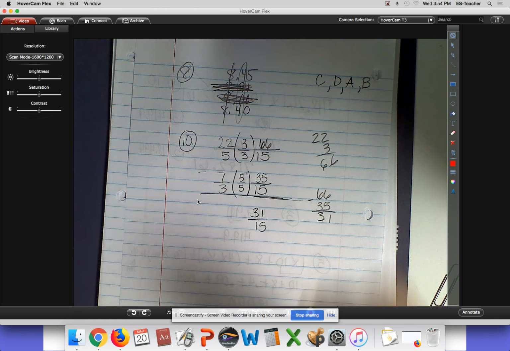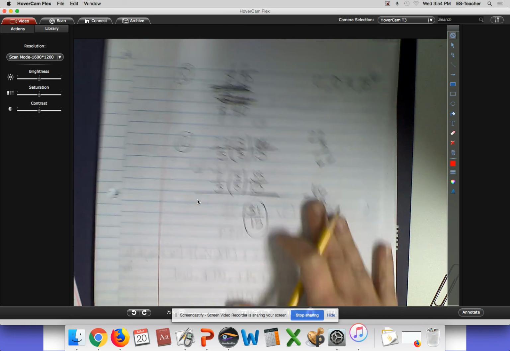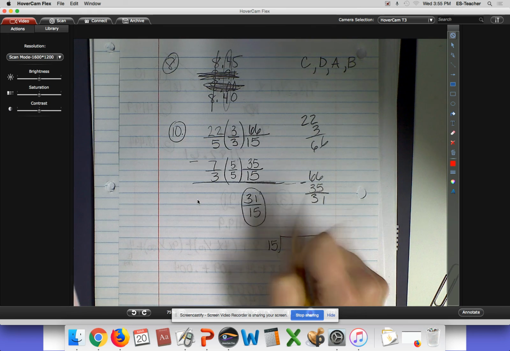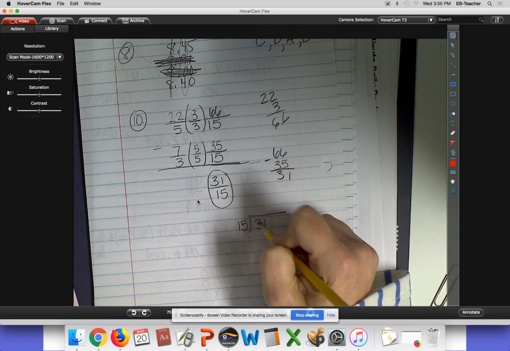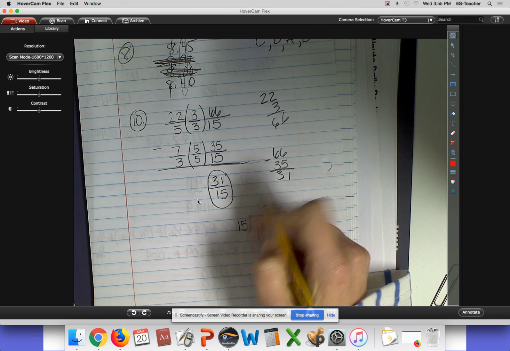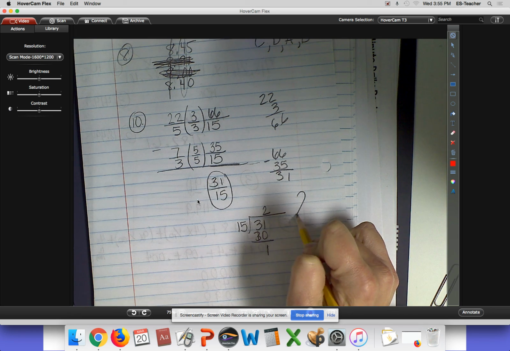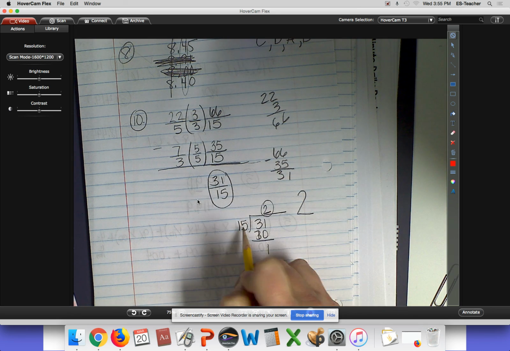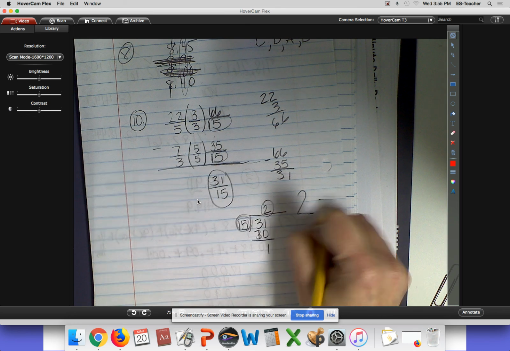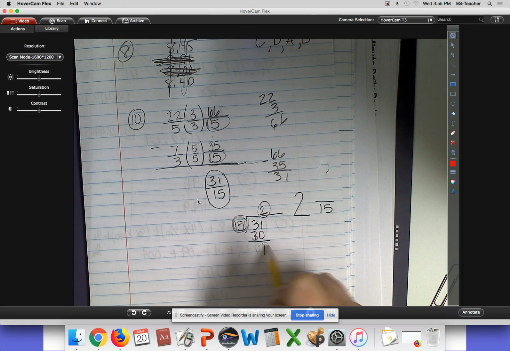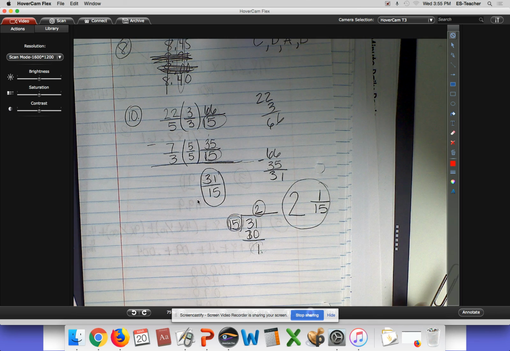But you're not done because the directions say answer as a mixed number. Right now, your answer is an improper fraction, so you have to turn it back into a mixed number. I know that 15 goes into 31 2 times, and 2 times 15 is 30, with 1 left over. I take my whole 2, my denominator is 15, and the remainder is how many are left out of 15, so that's 1. Final answer, 2 and 1/15.